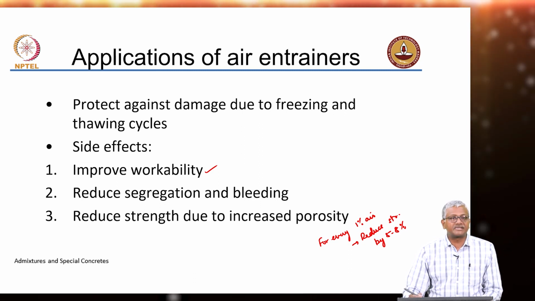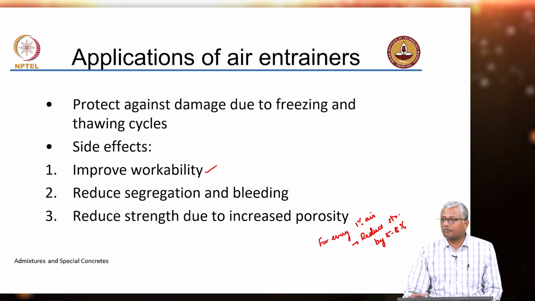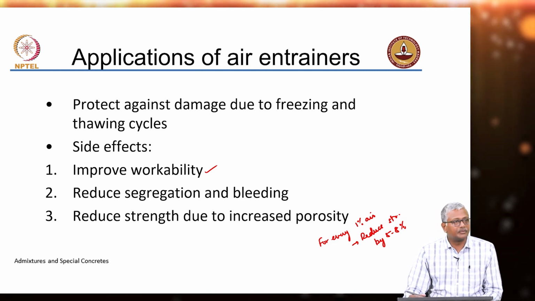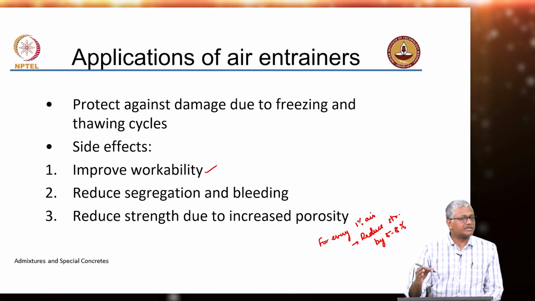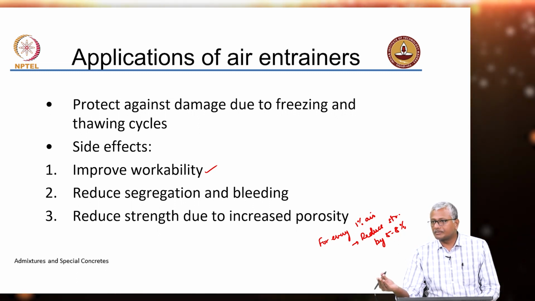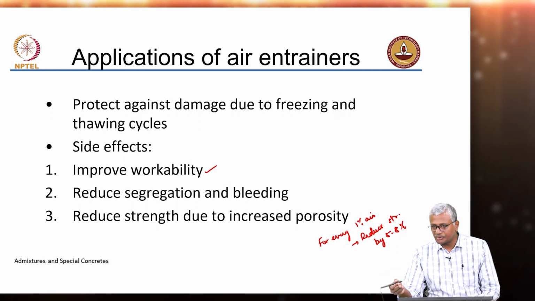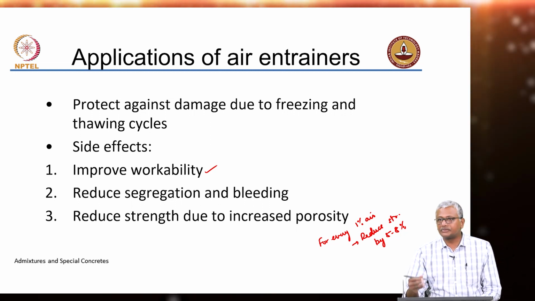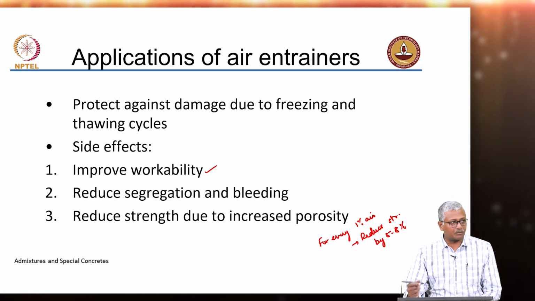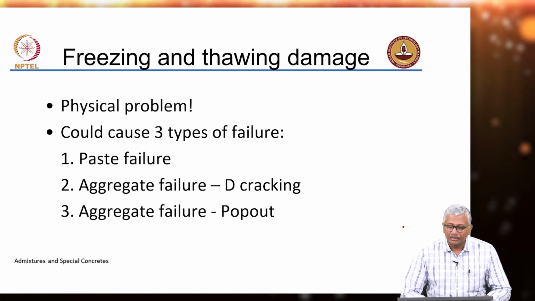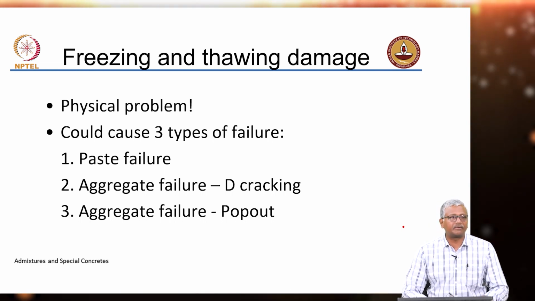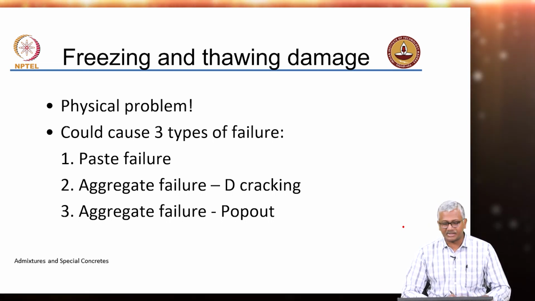Okay, so when you do a mix design and decide that for your M40 concrete you need to use a water cement ratio of 0.4, okay, if you want to make the same concrete air entrained, you will have to obviously choose a water cement ratio that is lower than 0.4, maybe 0.36, right. So, when you do air entrainment, you can expect that there will be a loss of strength because of the air voids. Now, before we talk about air entrainment, let us talk a little bit about freezing and thawing, and try and understand what is the cause of this damage.